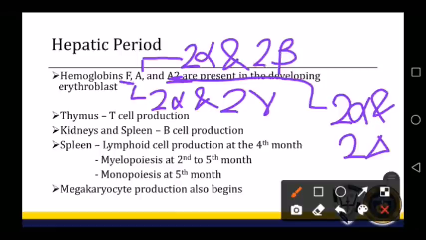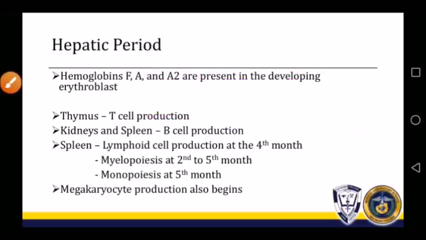So again, hemoglobin F contains 2 alpha and 2 gamma. Hemoglobin A contains 2 alpha and 2 beta. And hemoglobin A2 contains 2 alpha and 2 delta. So, katong nga mga hemoglobins na gi-mention, si F, A, and A2, mao ni nga hemoglobins ang present karon sa ato ang current na RBCs.